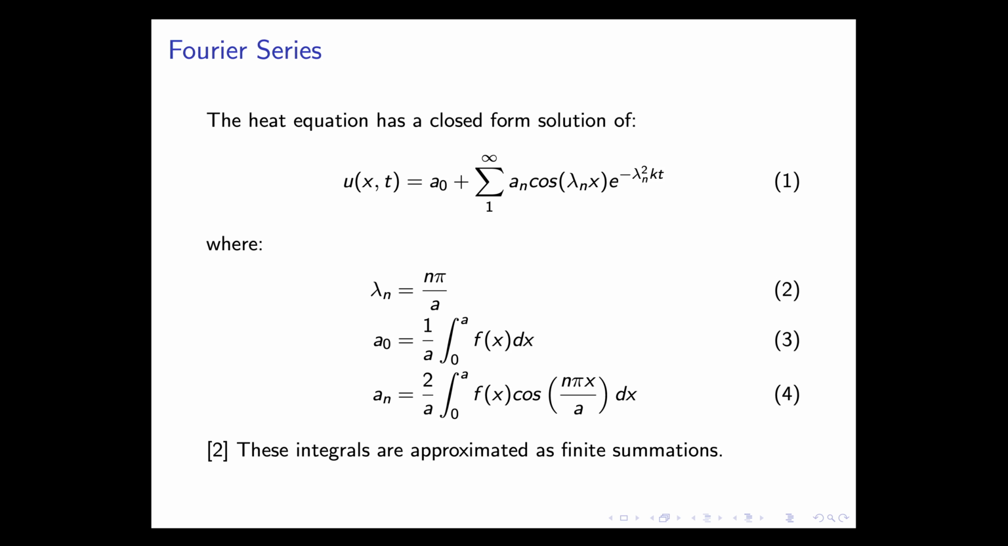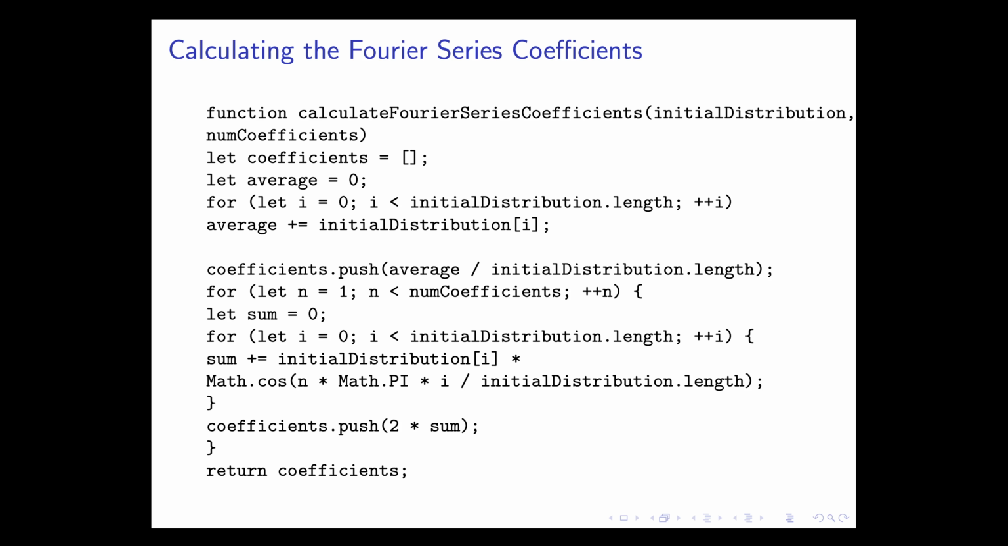In our code, we approximate these series as finite summations. Here's where we do this, the function calculateFourierSeriesCoefficients. We first make an array to store all the coefficients, and then a0 is just the average. So we sum up all of the points in the initial distribution, and then we push the average, divided by the length, which is just what an average is, into the coefficients. That's how you get the first component.